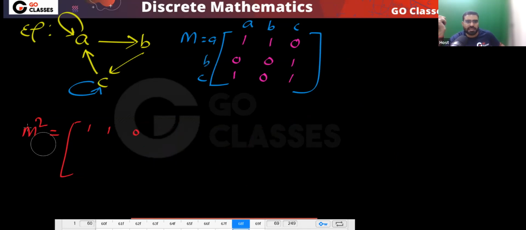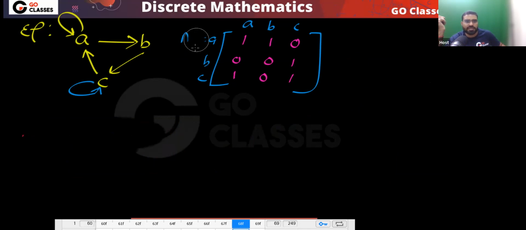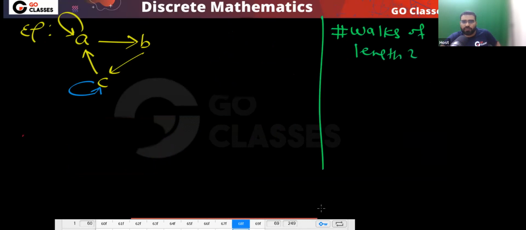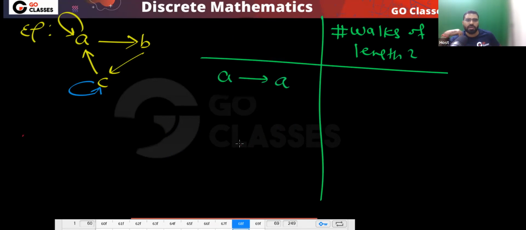So you can easily see the number of walks. I'm asking you back to back: tell me the number of walks of length 2. What is the number of walks of length 2 from A to A? How many walks of length 2? There is only one, from A to A, then A to A. There is only one of length 2.